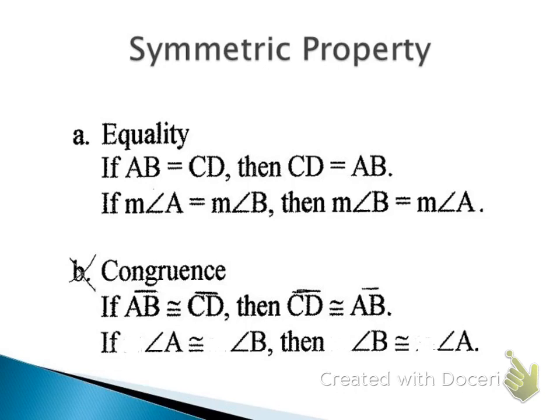Okay, the symmetric property states that you can make a statement forwards or backwards. So if AB is equal to CD, then you can also say that CD is equal to AB. You can flip it around. Same thing with the measures of angles. Same thing with the congruence statements.